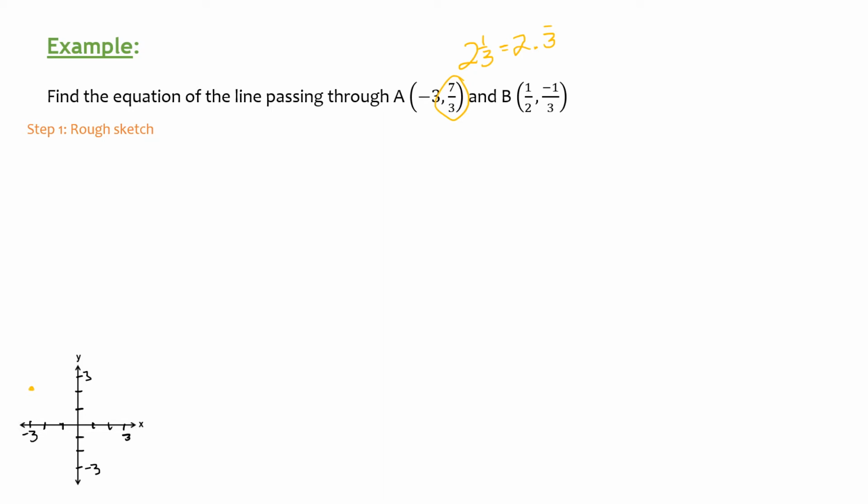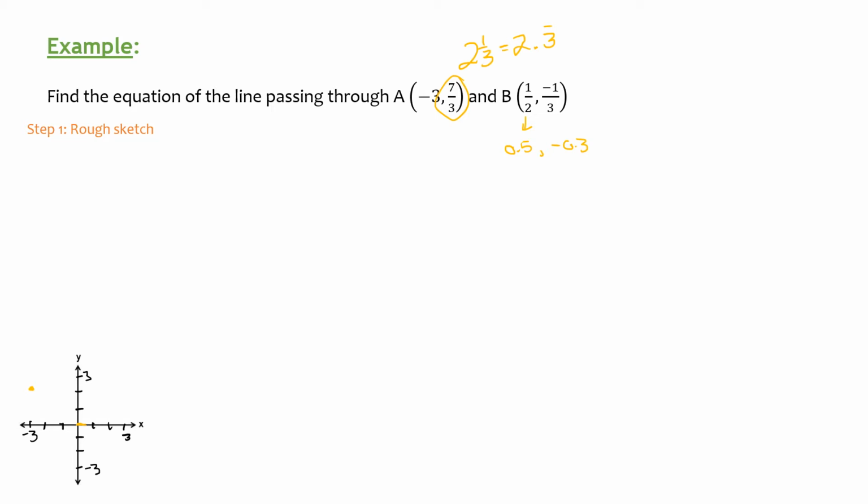My other point is 1/2 and negative 1/3, so 1/2 is the same as 0.5, and negative 1/3 is negative 0.3. So I'm going to go over a half. This is about a half here. I'm kind of coloring it in. Going over a half, and I'm going down negative 0.3.